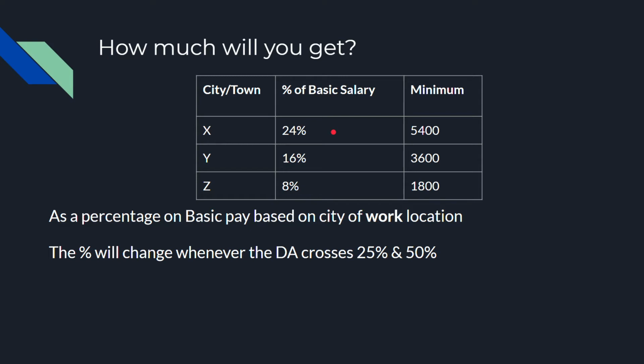There are some minimum pays which are described below. Those are 1800 in case of Z city, 3600 in case of Y city, and 5400 in case of X city. The amount will vary according to the level of the employee. Why? Because this is a percentage of salary. This is not a fixed amount like CEA, Children Education Allowance. So this will change according to your basic pay.